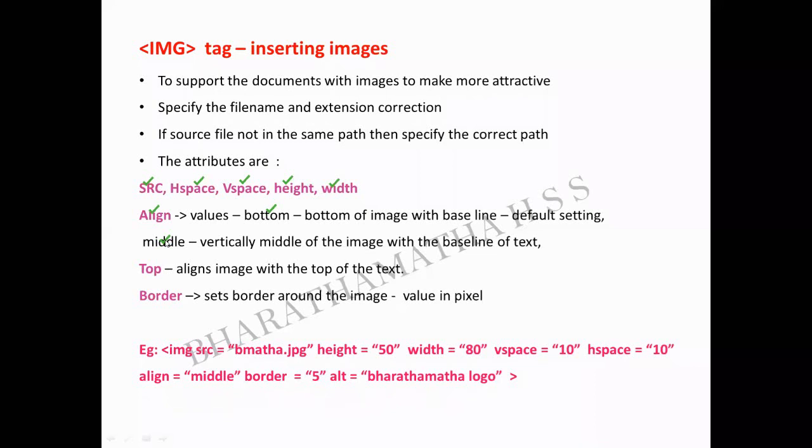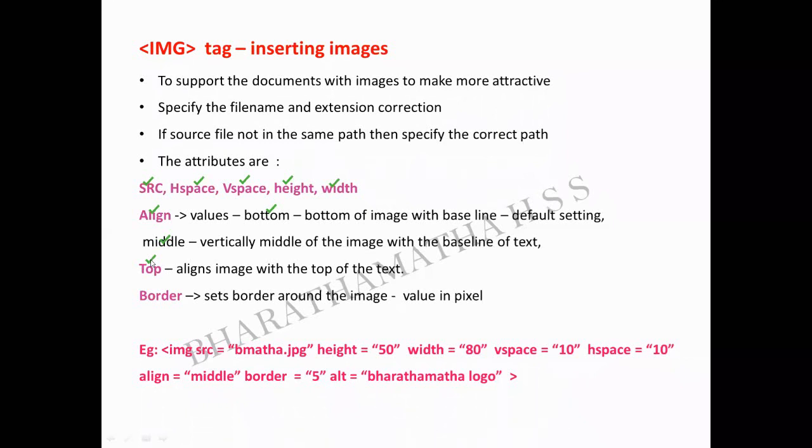When we work out with the example, we'll see how it is placed. Okay. So the next is top. It aligns the image on top of the text. This is different. Top and border are different. Border sets a border around the image, a box border type. That is called your border attribute.